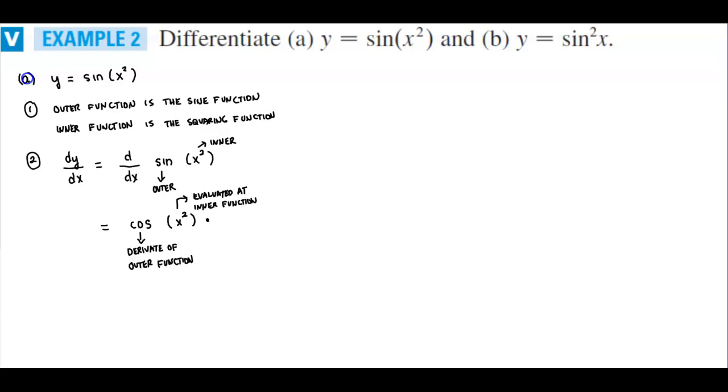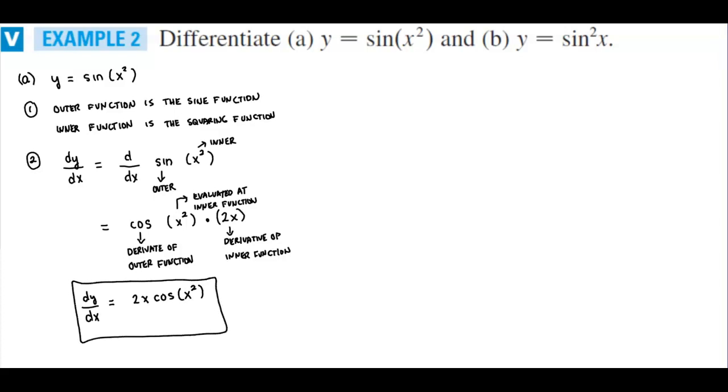And then it's going to be times 2x. Okay, now what is 2x? Well, 2x is the derivative of the inner function. So if we multiply that out and find the derivative here, that means that we have 2x times the cosine of x squared. So therefore, there is the derivative of that function. So that represents the derivative of part A.